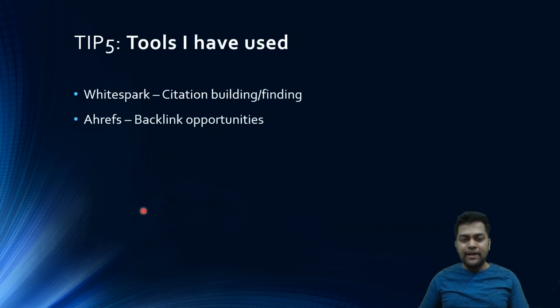And finally, some of the tools that I have used: Whitespark for citation building. It's a good tool. It helps you build citations, and Ahrefs, it's a no-brainer, or SEMrush to find backlink opportunities. So those are quick tips on local SEO, and I hope this was useful.